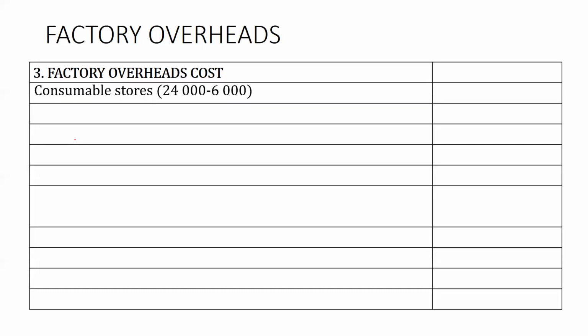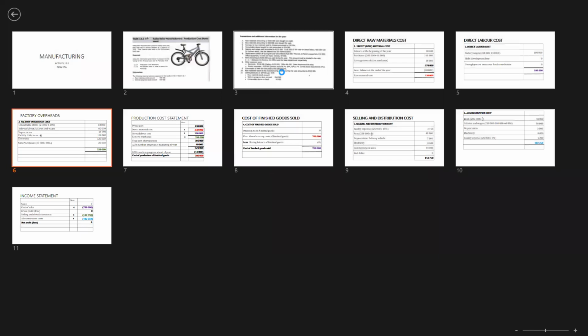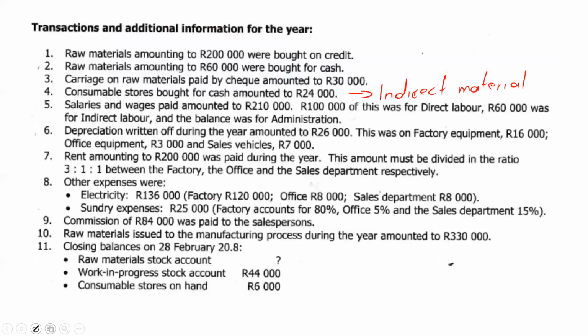It'll simply be 24,000 rand. What is this 6,000 rand? Okay, we'll get to it later on. 24,000 rand is simply purchases of raw material. There was no opening balance of indirect material. Therefore, because there was no opening balance of indirect material, there was nothing at the beginning.